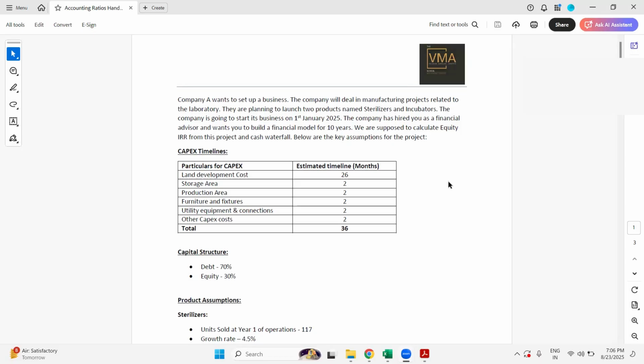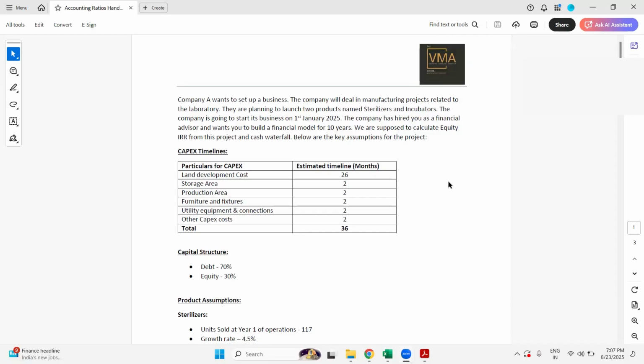So guys, this is our first series, that is, learning financial modeling for free, and the model that we are going to build is a project finance model, right? So guys, let's start. If you go through this case study, you can see that there is a company A which wants to set up a business, right?